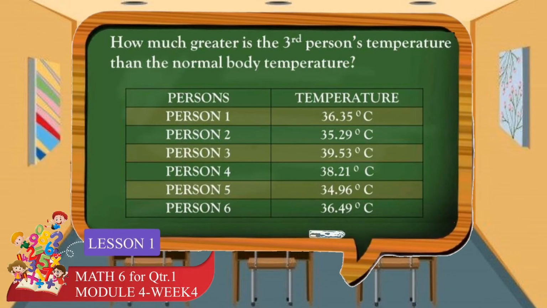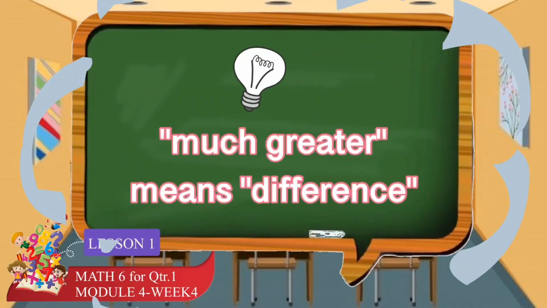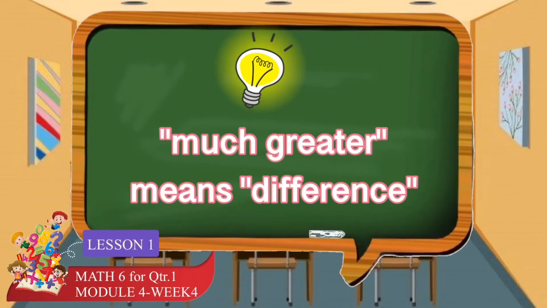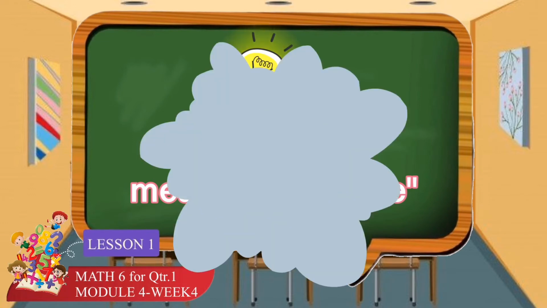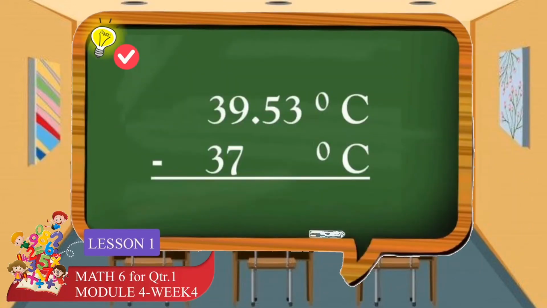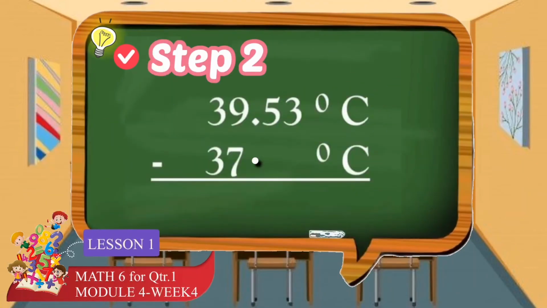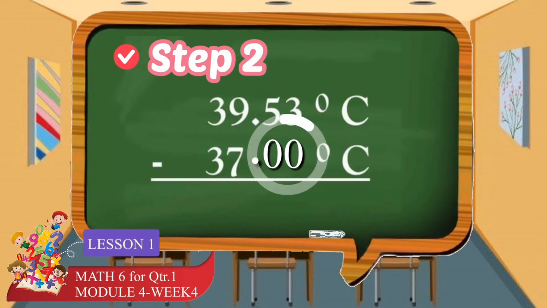Let's have another question from the given problem. How much greater is the third person's temperature than the normal body temperature, which is 37 degrees Celsius? Much greater means difference, so we need to subtract. In answering this, first, you need to align the decimal numbers in column. Second, put extra zeros to the right of the decimal numbers if necessary to have the same decimal places. Third, subtract like whole numbers by affixing the decimal point in the difference.